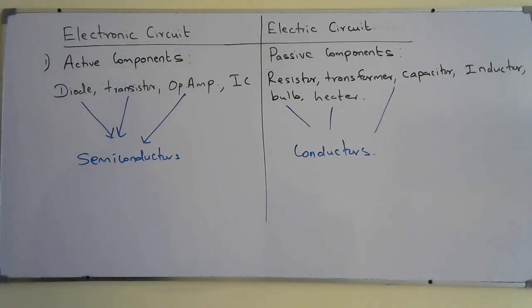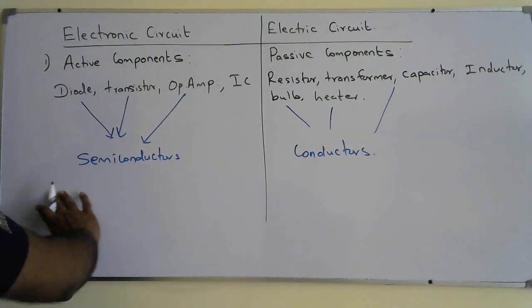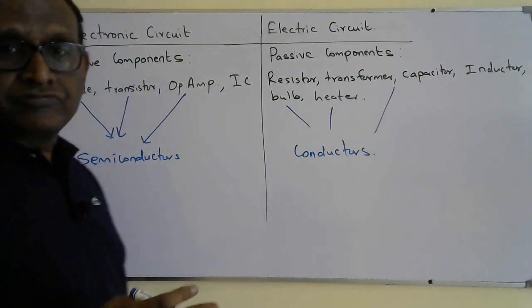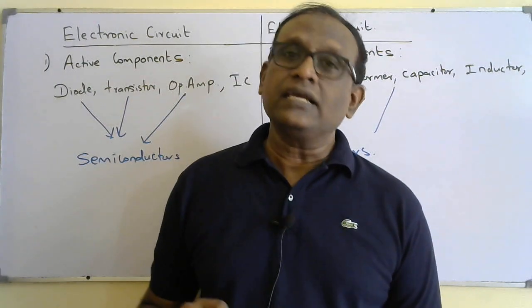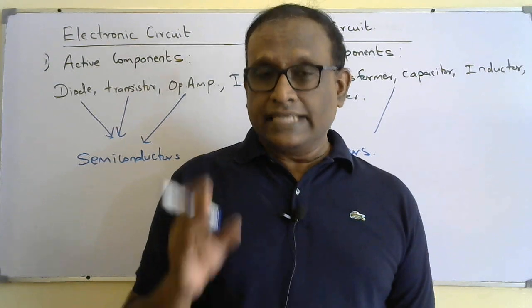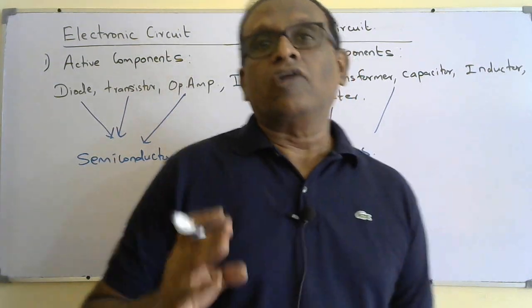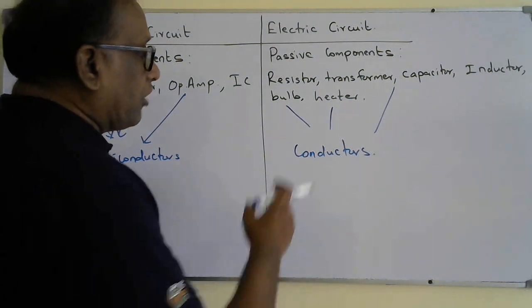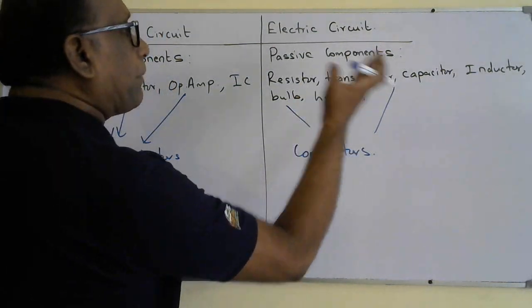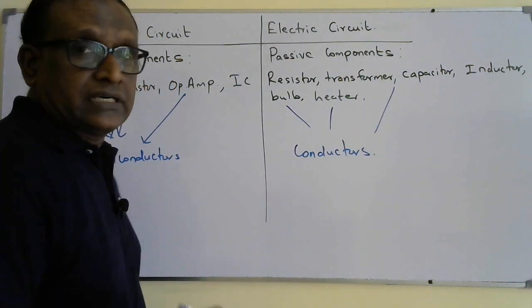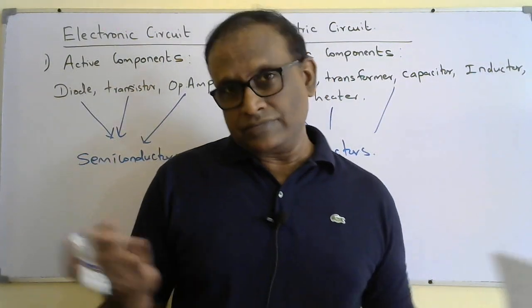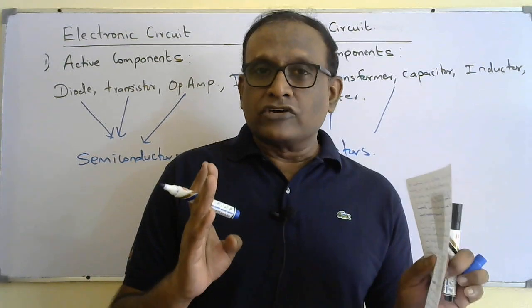The active components, all of them are made of semiconductors. You can't make a diode, transistor, operational amplifier or integrated circuit by using metals or conductors. They must be made of semiconductors. But passive components are made of mostly conductors. Even a capacitor is made of metal. Actually, you know, a capacitor consists of two parallel plates. We learned that in A level. So it consists of two parallel plates.